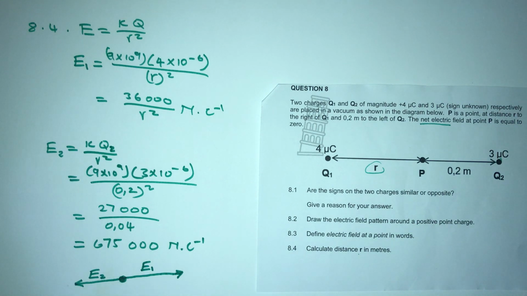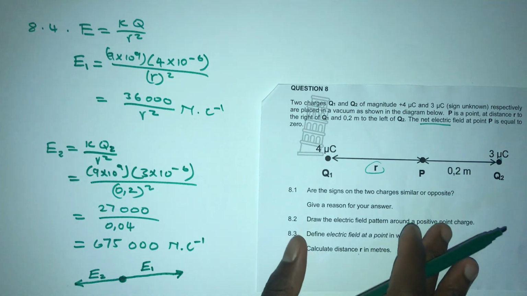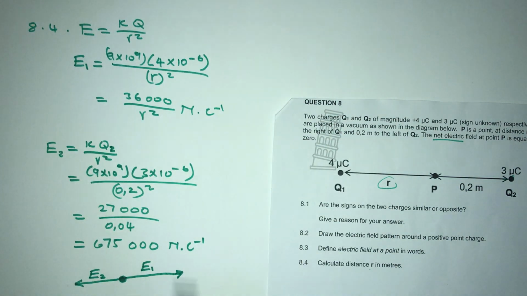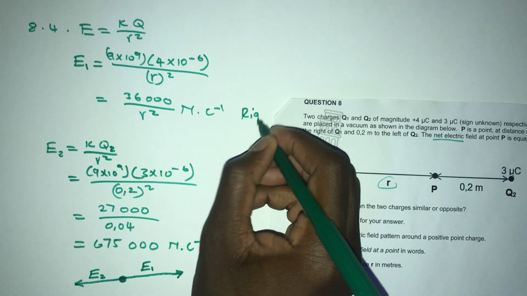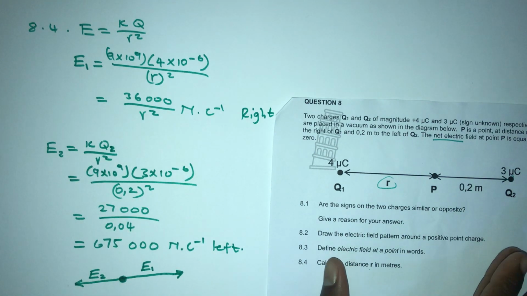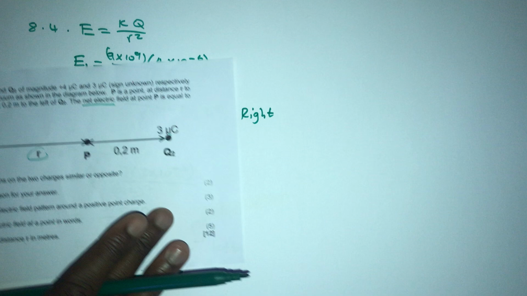So it means that the electric field of Q1 is going where? It's going to the right. So we can just say this is right. And this one, E2, is going to the left. So we can say this one is left, to simplify life. So since now we have the electric field due to Q1 and the electric field due to Q2, now we must calculate the distance R that they're talking about.